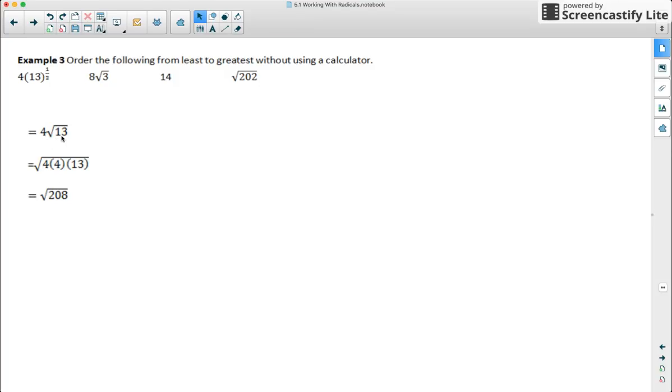Then we want to convert this into an entire radical. So we follow this method and we end up with 208. 8 root 3, we're going to move the 8 underneath the radical sign. So we write it twice to get 64 multiplied by 3, which equals 192. Then to convert 14 to an entire radical, we're going to take 14 multiplied by 14, and that equals 196. Then we're left with 202. So from least to greatest, it's 8 root 3. Then we would have this, which is 14. Then 2 root 202, and then 4 multiplied by 13 to the power of 1/2.